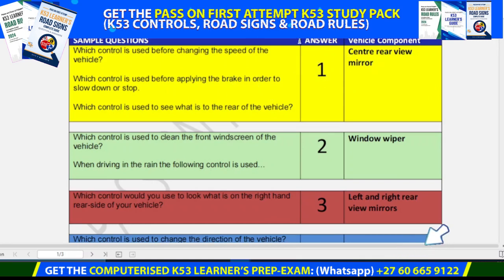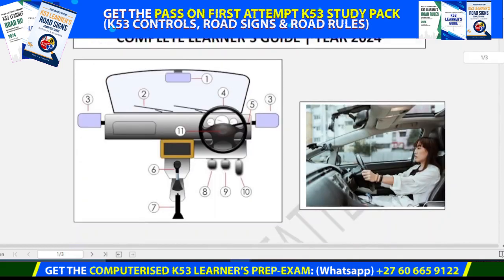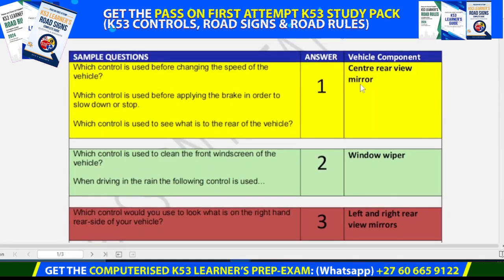Here is control 1. So what is control 1? Control 1 is what we call the center rear view mirror. Here are the most likely questions to be asked on control 1. Each time you see this question, know that your answer is 1, the center rear view mirror. What are the functions of the center rear view mirror? It is used to see what is in the rear of the vehicle.